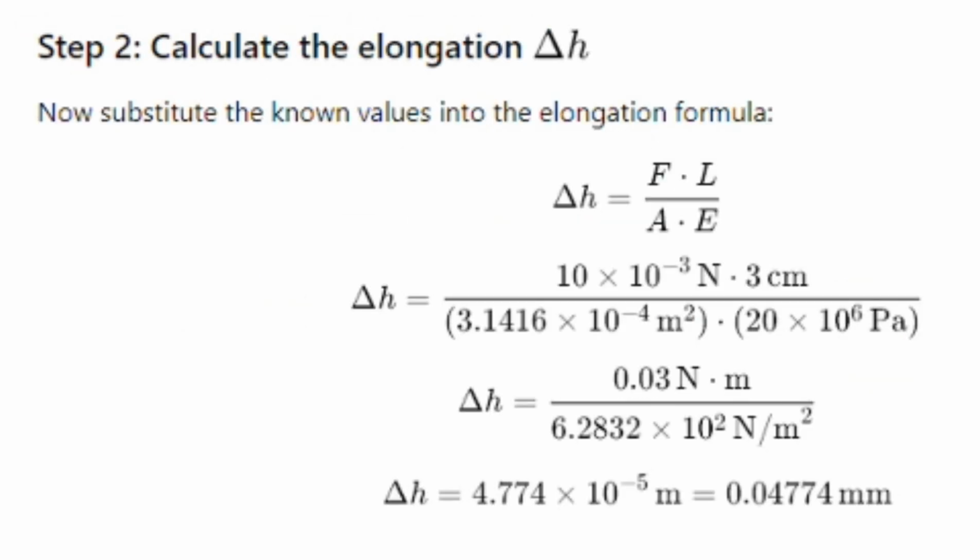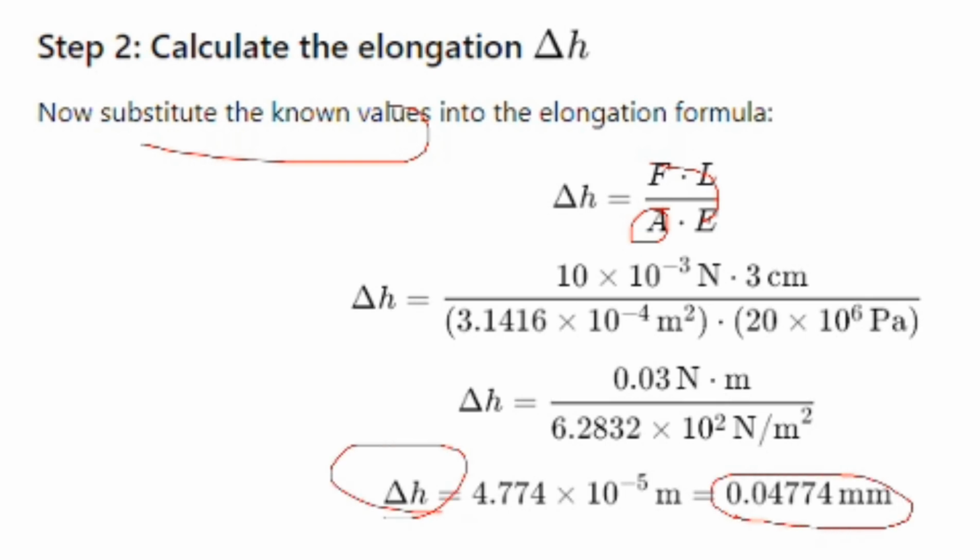Calculate the elongation, delta h, which is nothing but the change in height. Now substitute the known values into the elongation formula, which is delta h equals F times L divided by A times E. Already we have these three values, and now we found the A value. By applying these, we can easily find our height. This change of height is 0.04774 millimeter. Okay, so this is the answer for us.